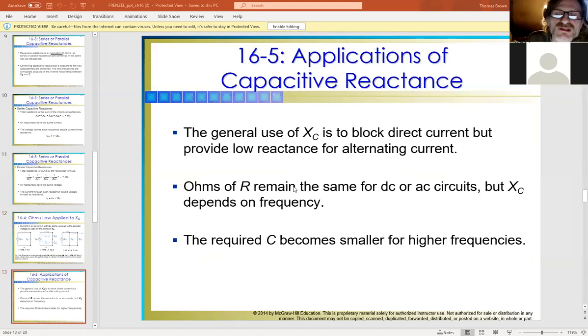So some generalizations with this. Using X of C, the capacitor will block direct current and provide low reactance for alternating current. So think about that. In our DC example, the capacitor sits there and literally blocks the DC, doesn't let it go through, the light never shines. So basically we have an open circuit, if you will. But it will allow alternating current to go through because of the positive negative alternation, so it can charge and discharge.